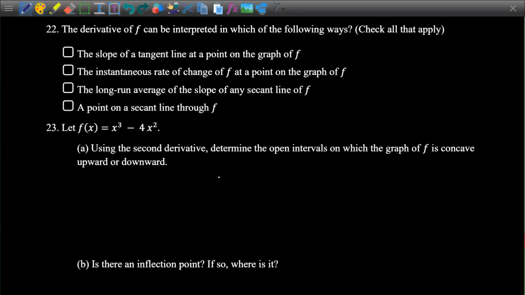Right, 22, the derivative of f can be interpreted in which of the following ways? So the derivative can be interpreted as the slope of a tangent line. So the first one. And it can be interpreted as the instantaneous rate of change. So the second one. And the long run average of the slope. So that does not describe the derivative, and a point on a secant line through f. So the derivative does not give us points. So it's just the first two.